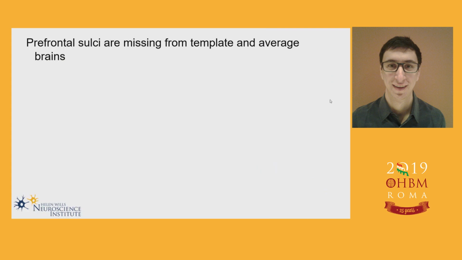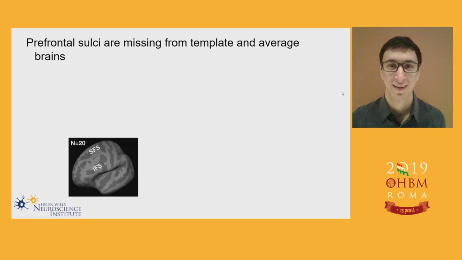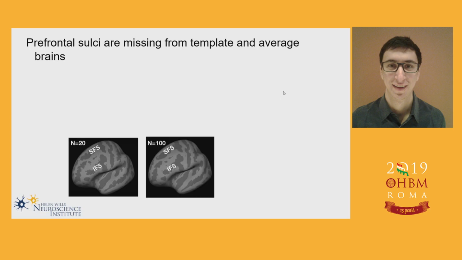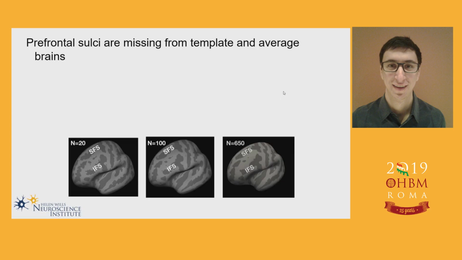So prefrontal sulci, when we average brains together into templates, shrink. This is shown on the bottom row here on an average cortical surface from 20 subjects, and here sulci are in dark gray with gyri in light gray. As we add hundreds and even more hundreds of subjects to these average templates, sulci in the prefrontal cortex shrink very small and disappear almost entirely. This can be seen in between the superior and inferior frontal sulcus. As we include up to 700 subjects, these sulci almost disappear.